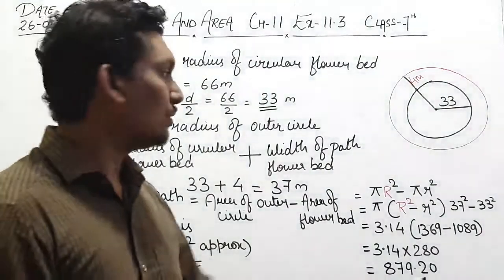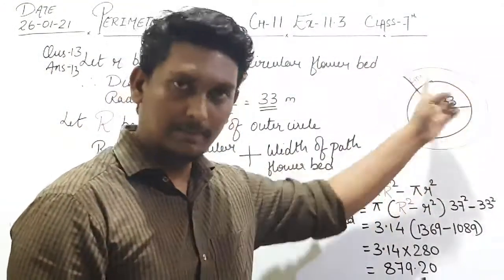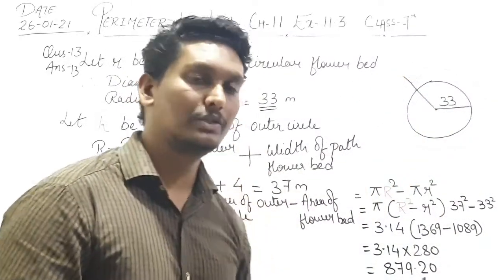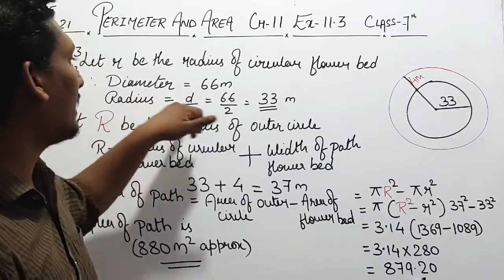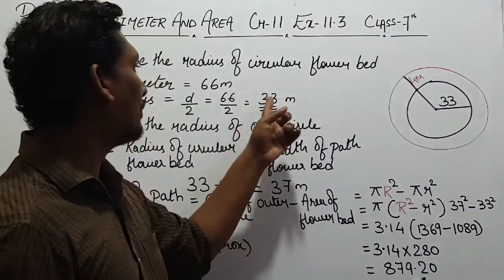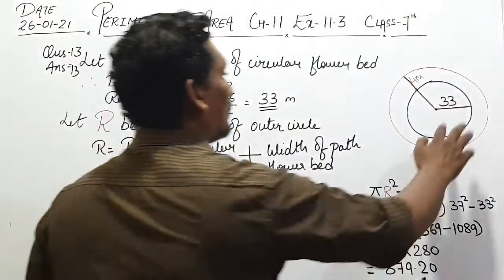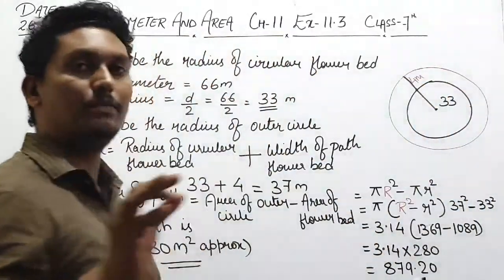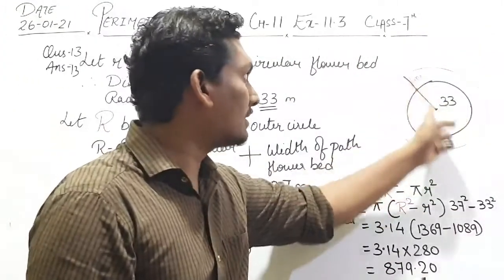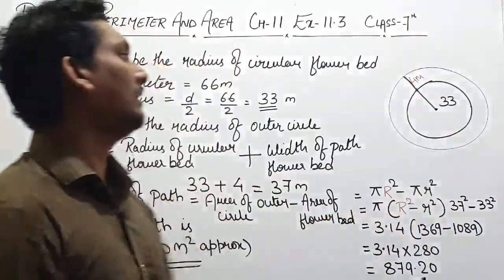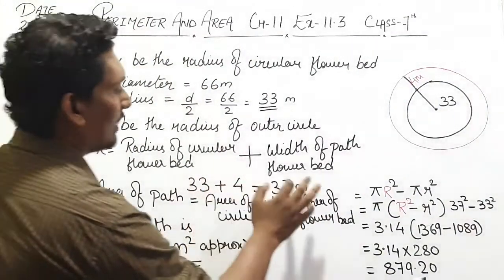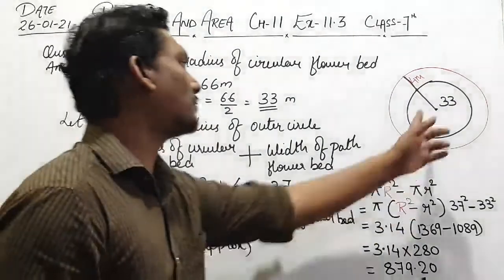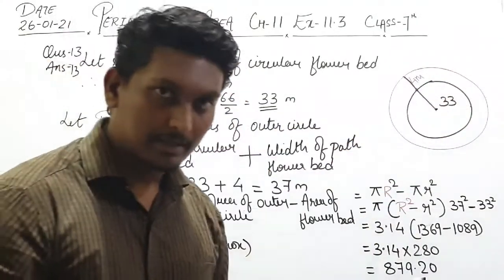So the question is clear to you. We are having two circles, out of which the diameter of the smaller circle is given, that is 66. The first step was to find out the radius. Diameter by 2, we got 33. This is the path, that is of 4 meter. So the radius of the bigger circle, from this point to this point, is 33 plus 4, that is 37 meter. So we got the radius of the smaller circle and the bigger circle, right?